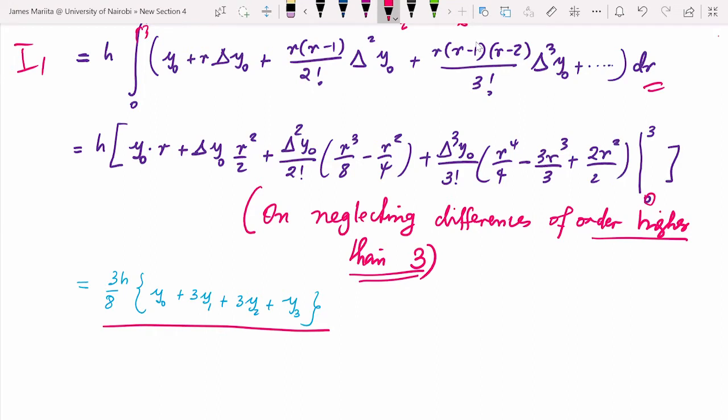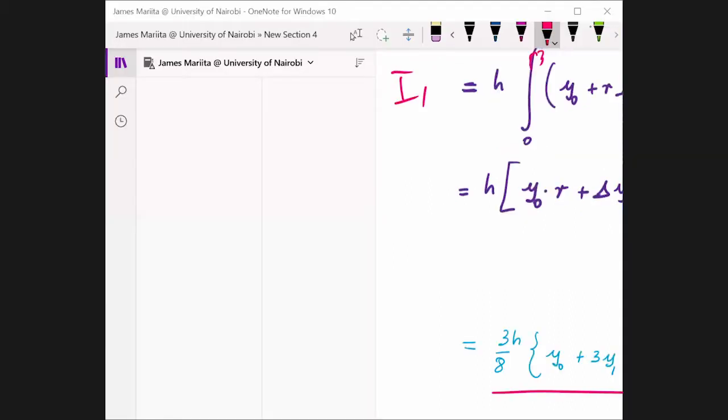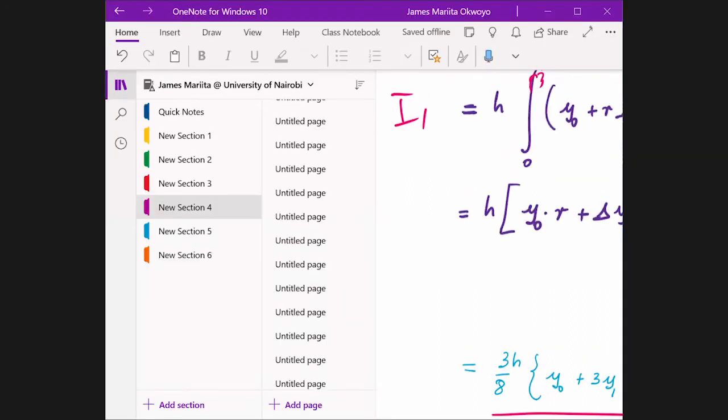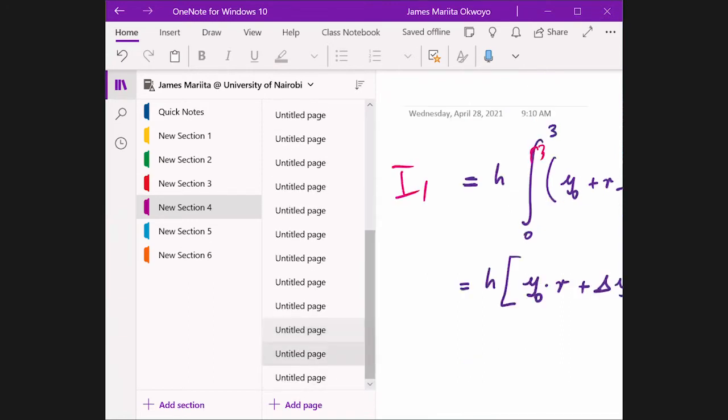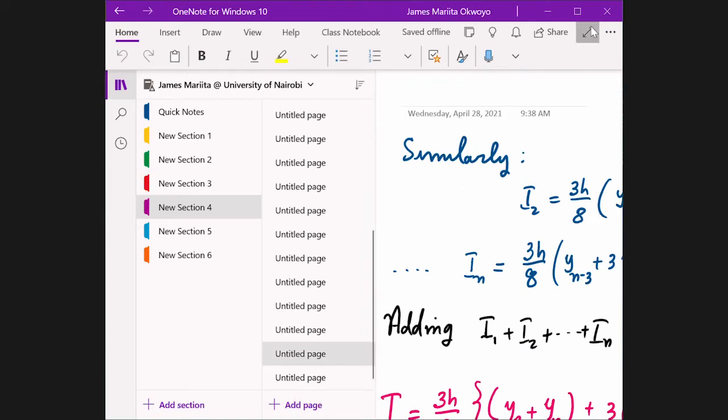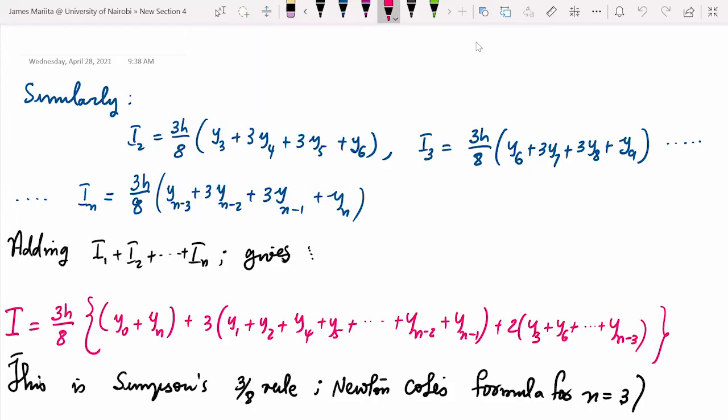And in the same way, we can work out I2, and I2 will then take this form. I2 will be 3h over 8. You can verify that. And y3 plus 3y4 and so on. I3 is equal to that, and so on, up to In.